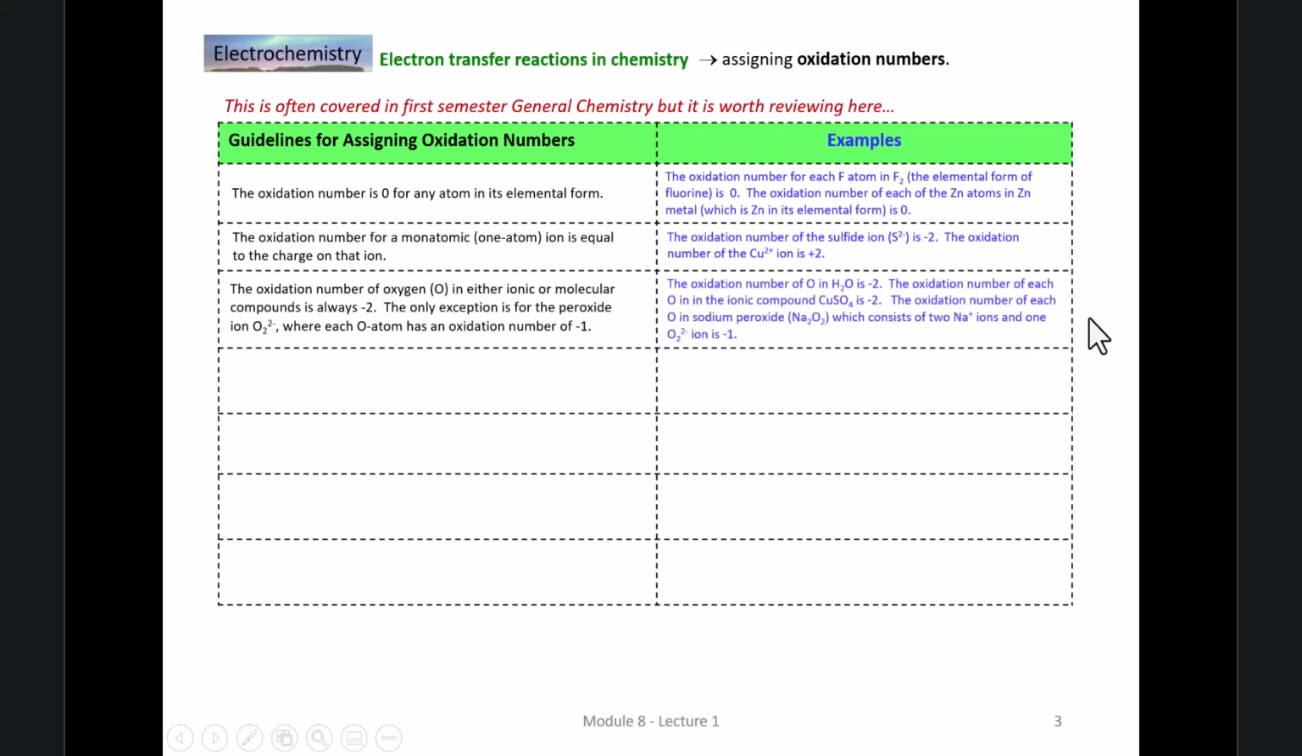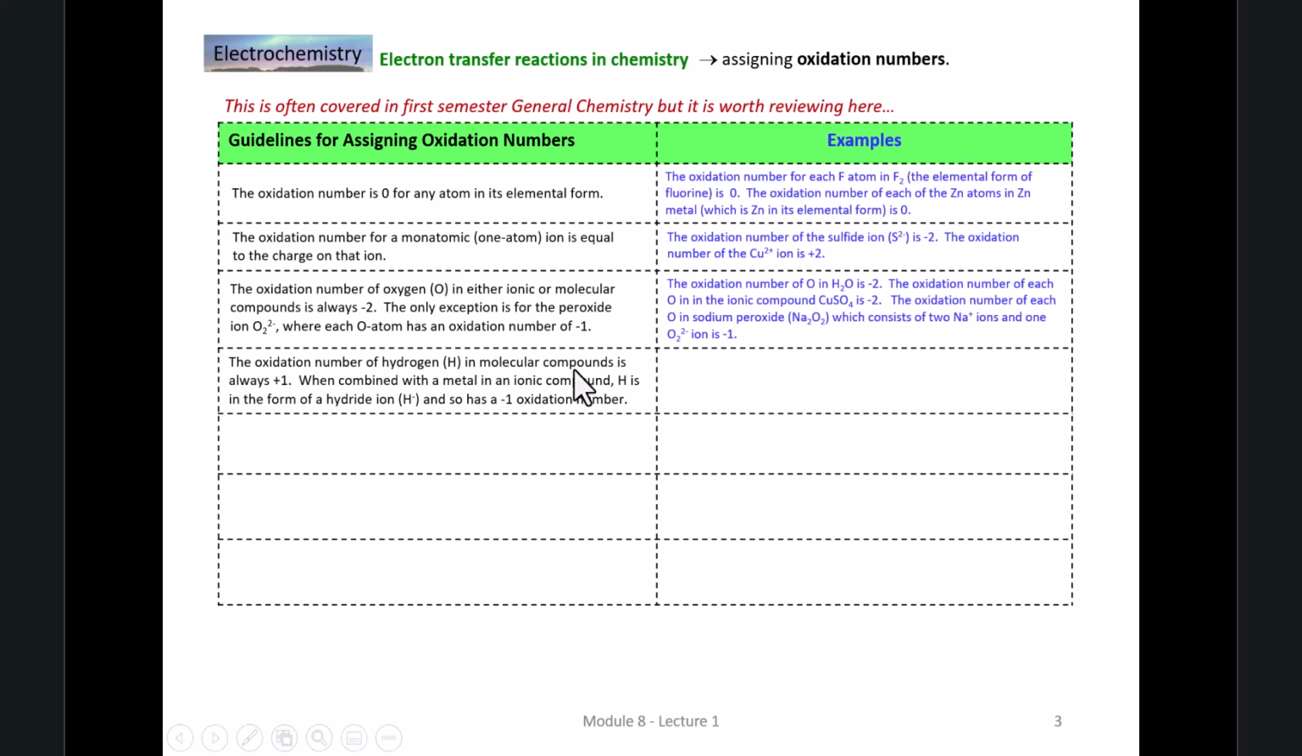Examples: the oxidation number of oxygen in water is -2. The oxidation number of each oxygen in the ionic compound copper sulfate is -2. The oxidation number of each oxygen in sodium peroxide, which consists of 2 sodium+ ions and 1 peroxide ion, is -1, because the peroxide is the only exception to the -2 rule for oxygen atoms.